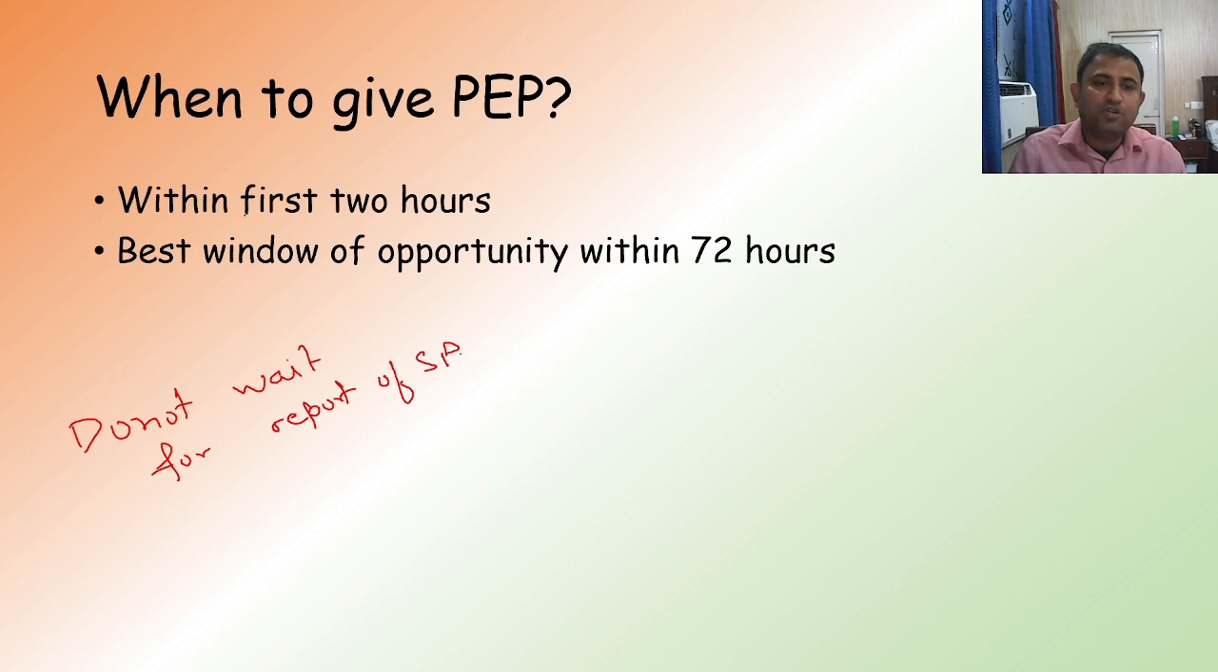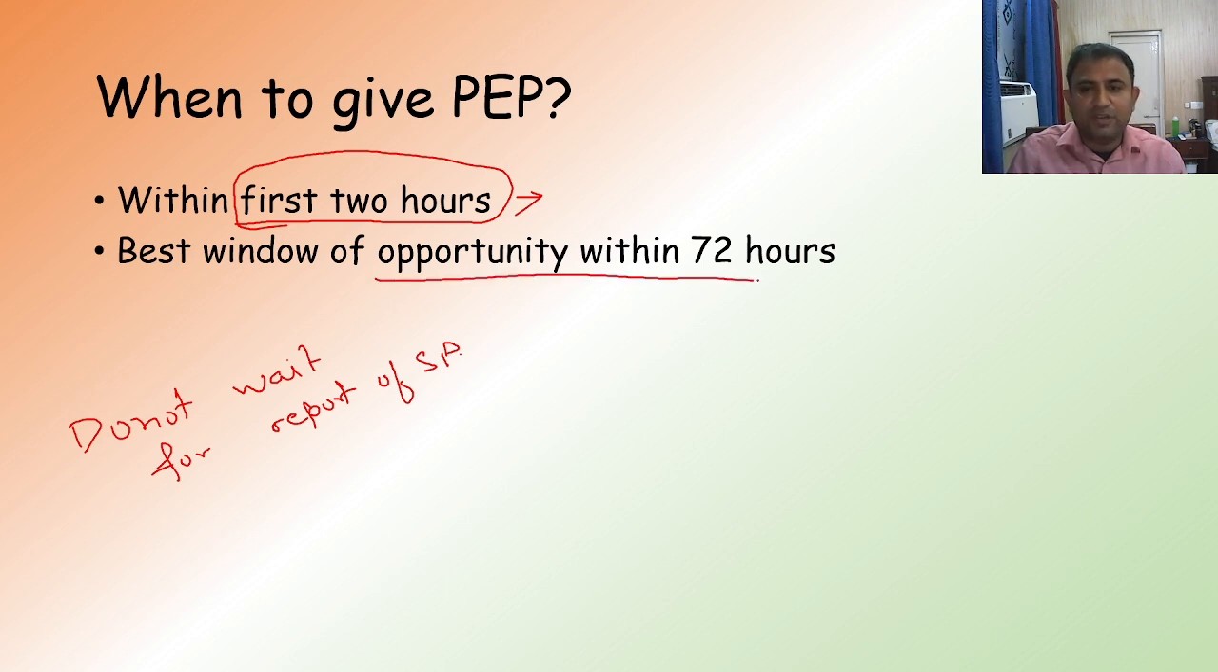The PEP should be given within the first 2 hours of presentation to the facility. So the first 2 hours is the best. Do not wait for the report. The best window of opportunity is within 72 hours. But do not deny PEP if presented late.